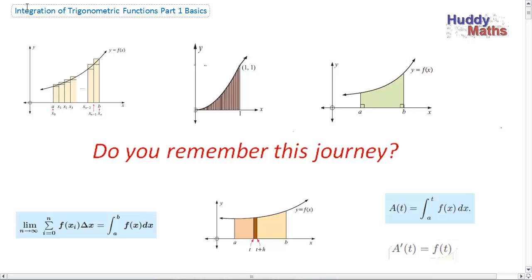Hey, I hope you remember this journey. This is a little bit of a review of the process of integration, and this course assumes that you've done some of this in other courses, as we've seen before with calculus.